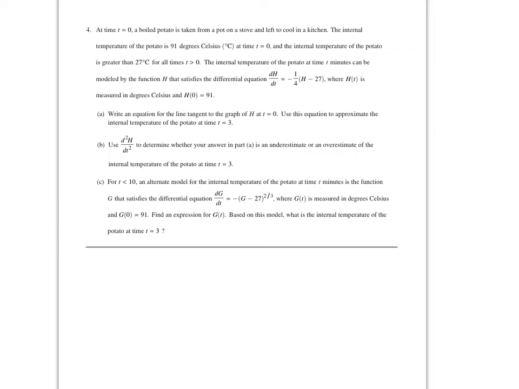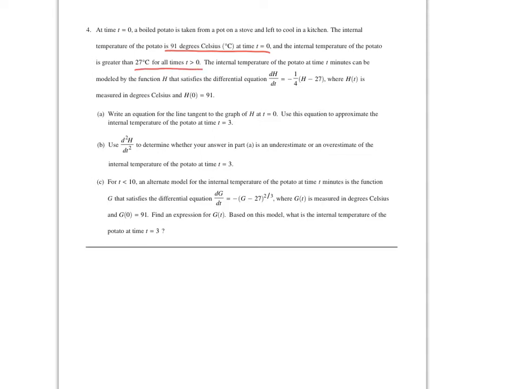Okay, here is the explanation of FRQ4. So let's go ahead and read it. It says at time t equals 0, a boiled potato is taken from a pot on a stove and left to cool in a kitchen. The internal temperature of the potato is 91 degrees Celsius at time equals 0. So right away, I am going to underline that because that's going to be important. And the internal temperature of the potato is greater than 27 degrees Celsius for all times greater than 0.